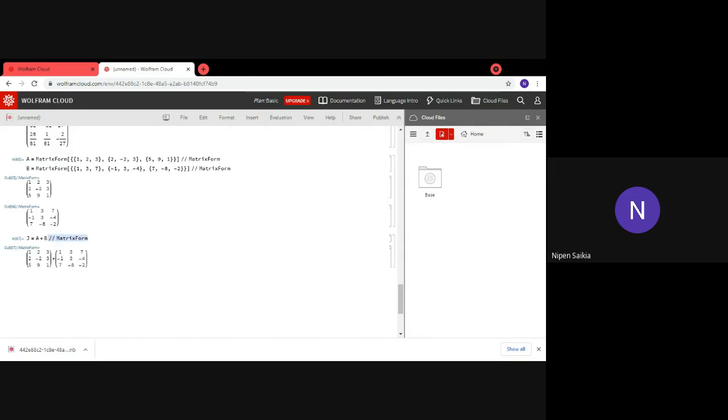Why is it coming like this? It should show A plus B as a single matrix. Let me check why this is happening. Or do I have to write matrix form here? Let me see. One minute. Okay, A plus B should come.